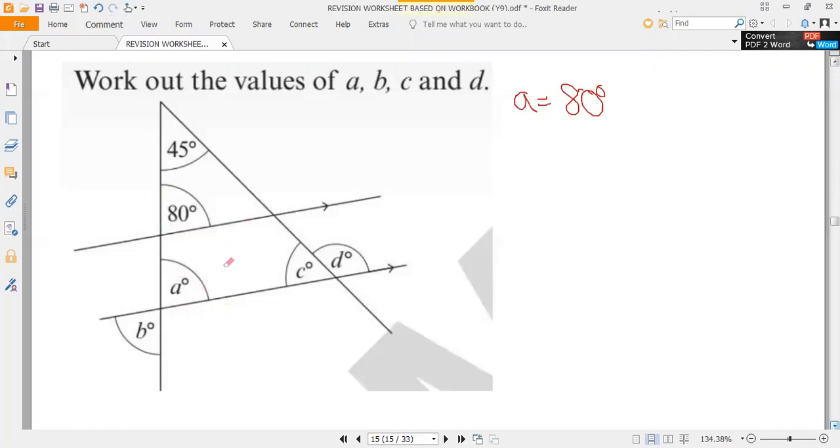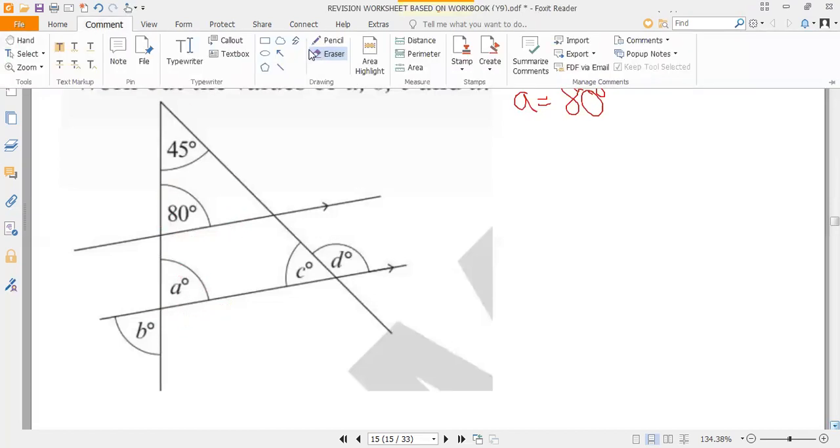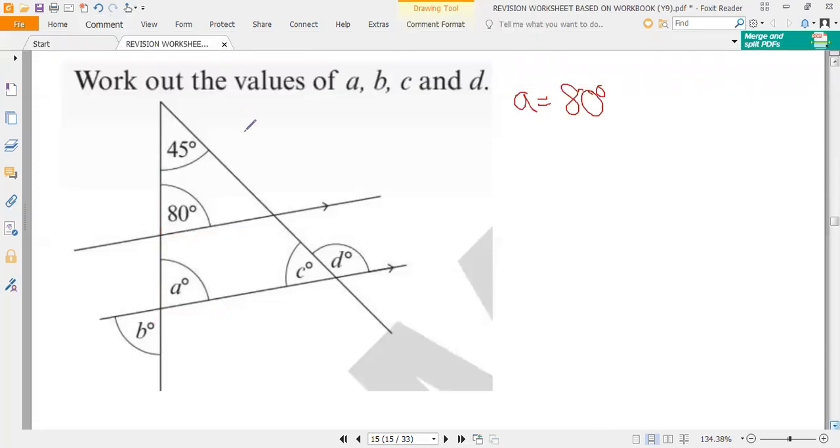Next one. B is also an easy concept to find. We call this vertically opposite angles. You can see the two lines intersect in one place. So A and B are exactly opposite. The exactly opposite ones are called vertically opposite angles. So this is 80, B is also 80. So B is 80 degrees.